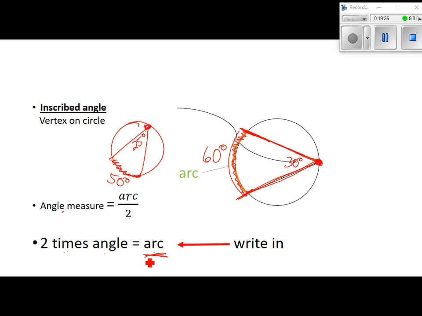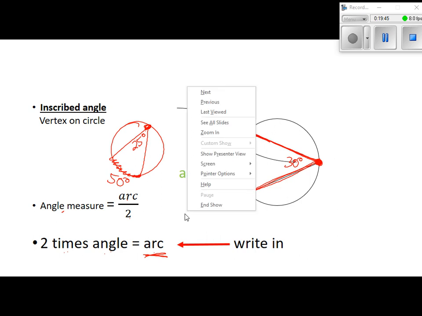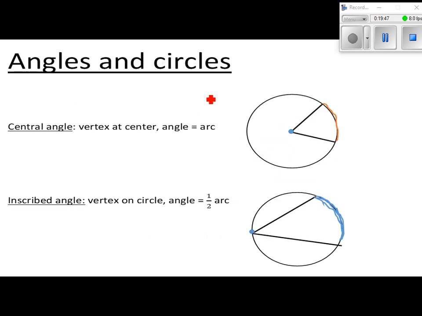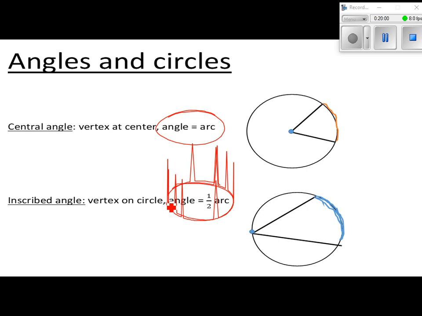So for central angles, the angle and the arc are the same. For an inscribed angle, the angle is half what the arc is. And this is the one I was talking about. This is what your notes look like. So angle and arc are equal to each other for a central angle. For an inscribed angle, the angle is half the arc. Sorry about that.